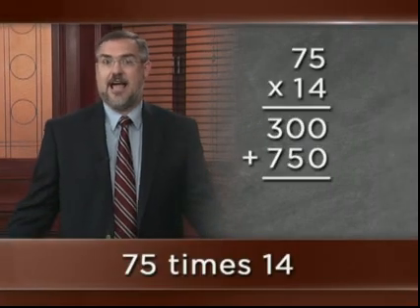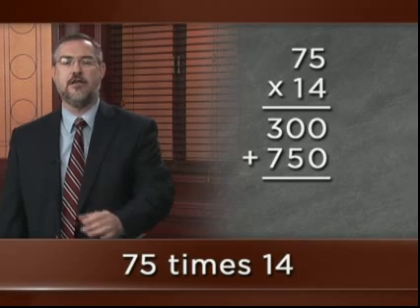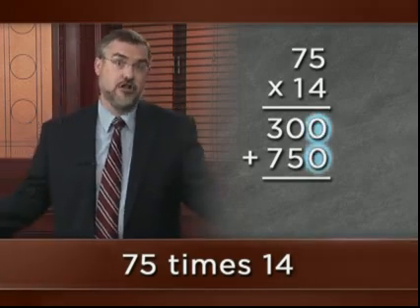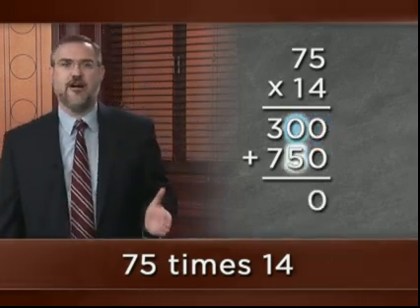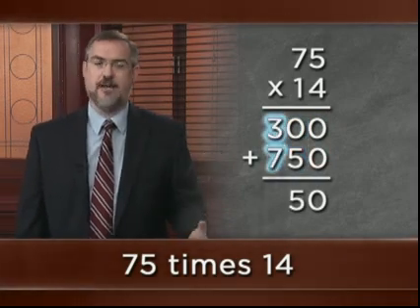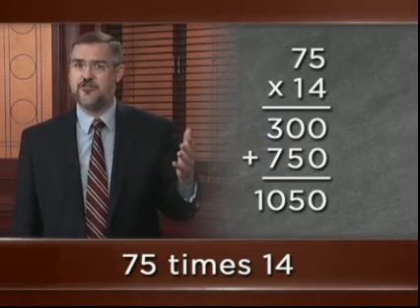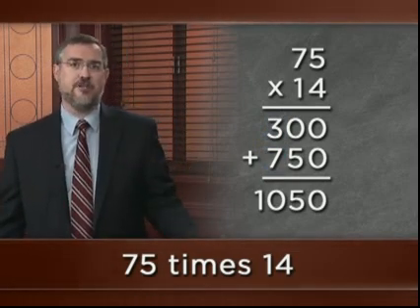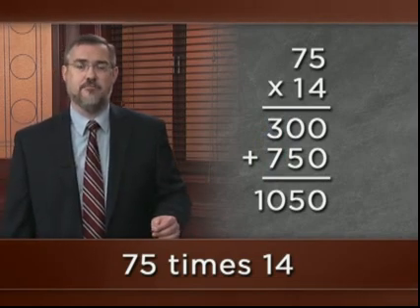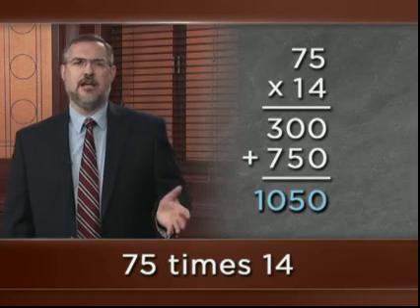So now I'm just going to add, starting with the rightmost column and working my way to the left. 0 plus 0 is 0. 0 plus 5 is 5. And 3 plus 7 is 10. And if I write those pieces down in the usual addition type problem, I'm going to see my final answer. It's actually going to be 1050.